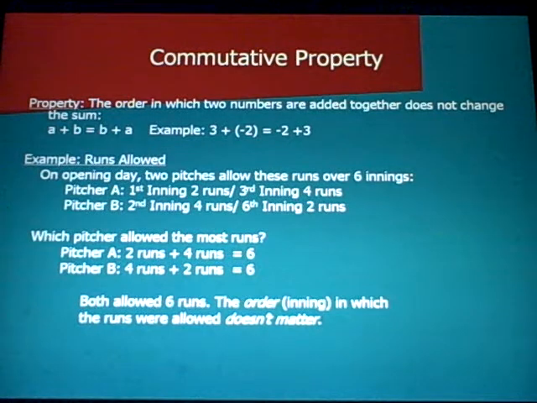Runs allowed. Assume on opening day two pitchers allow these runs over 6 innings. The first pitcher allows 2 runs in the first, 4 runs in the third. Pitcher B allows 4 runs in the second inning, 2 runs in the sixth. And the question is, which pitcher allowed the most runs? Well, it doesn't make any difference what inning the runs happened in. You could add them in either order. 2 plus 4 or 4 plus 2, you end up with 6 either way. The order or inning in which the runs were allowed doesn't matter, and you should use that to remember this commutative property.